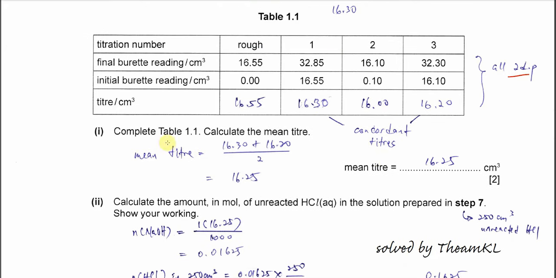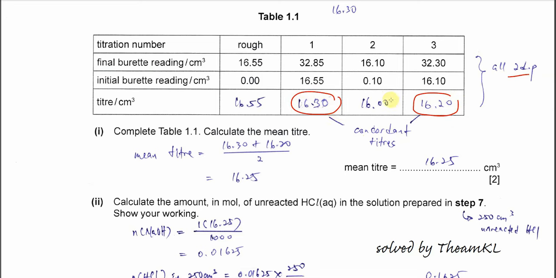Part 1. Complete table 1.1 and calculate the mean titer. For the mean titer, we need to take the concordant titers, meaning their volumes differ by 0.1 or less. Because this is 16.3 and this is 16.2, their difference is 0.1, so they are close enough. So we use these two and get the mean.